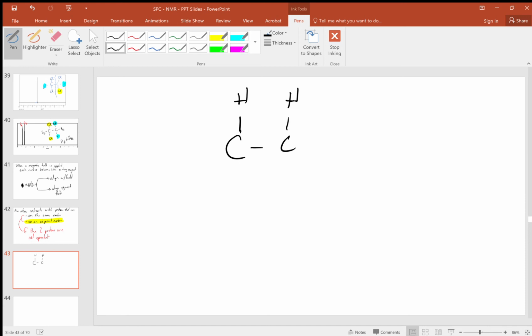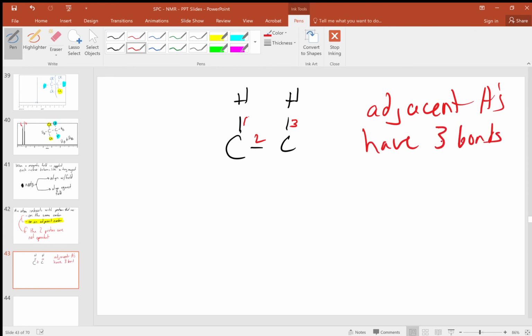Why is that? Well, there's two ways we can think of it. One is that we can count the bonds between them. And so adjacent hydrogens have 3 bonds between them. And that's probably the easiest way to think about it. But we can also think about it in terms of the carbons. So if two carbons are bonded to each other, then their hydrogens would be considered to be adjacent.